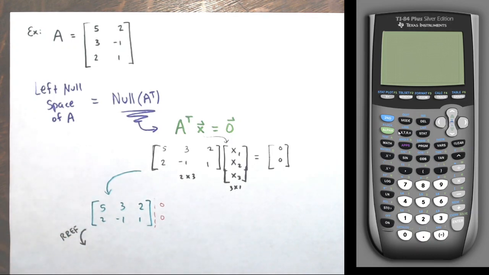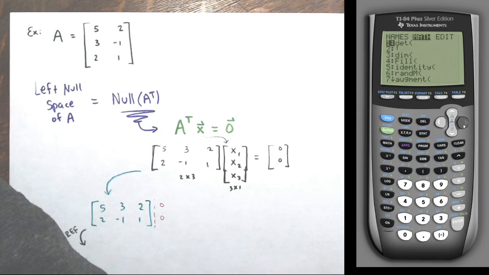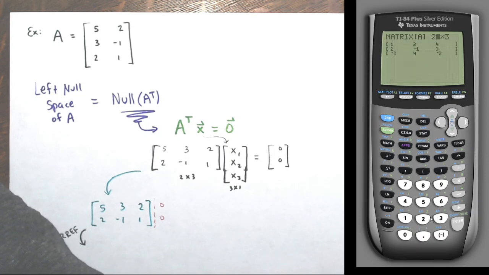I'll go with a calculator. I don't really feel like doing this by hand. You can do it by hand if you want, with the row operations. This is a 2 by 3 matrix here. First row, 5, 3, 2. Second row, 2, -1, 1.